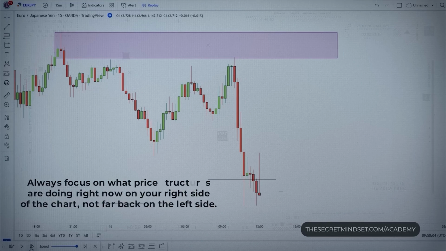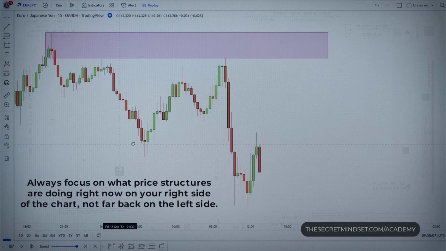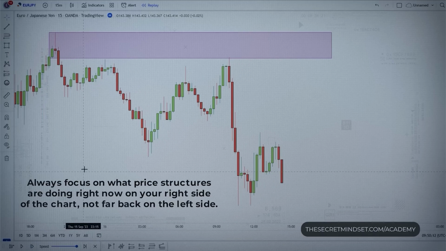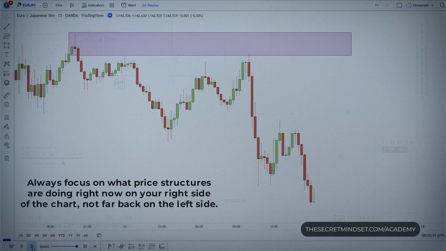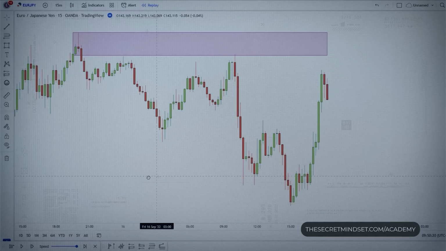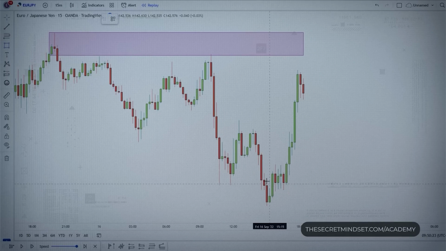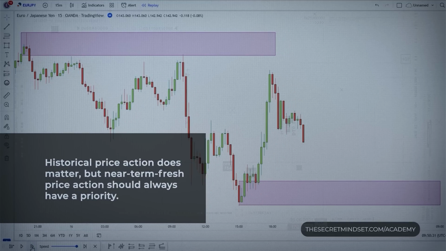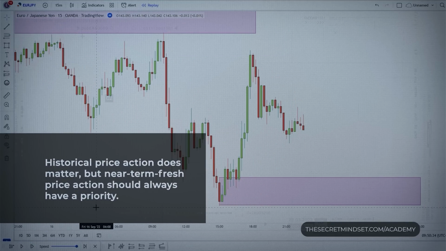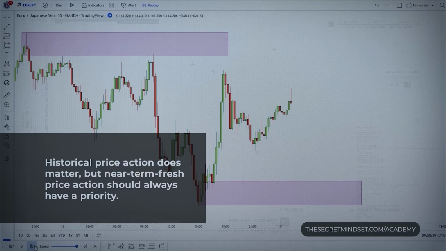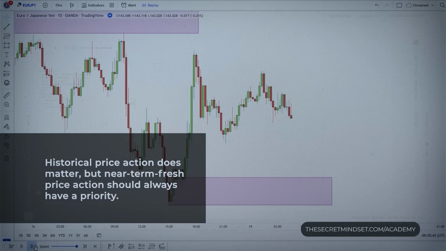So, simple rule, always focus on what price structures are doing right now on the right side of the chart and not far back on the left side. Fresh order flow will be found in the newly formed structures. If you want to be quick in spotting rotations, that is absolutely a must to understand. So focus on the right side over the left side of the chart. Make this a priority. Sure, historical price action does matter, but near-term fresh price action always should have a priority.